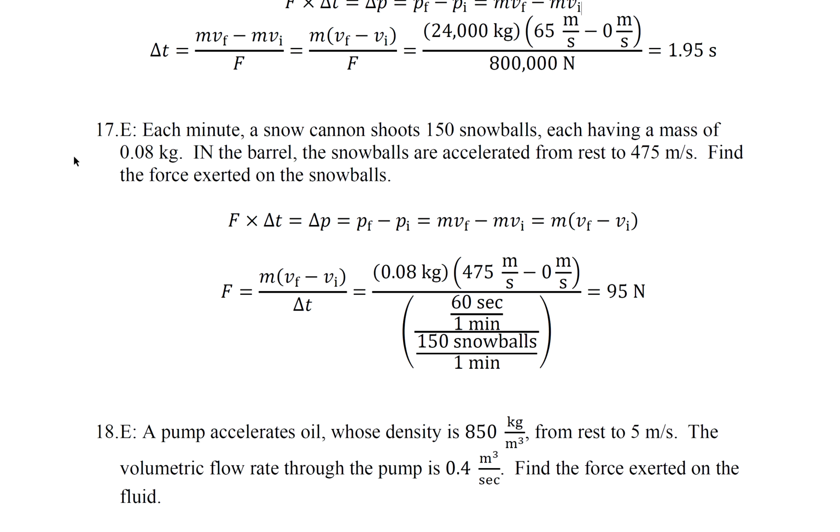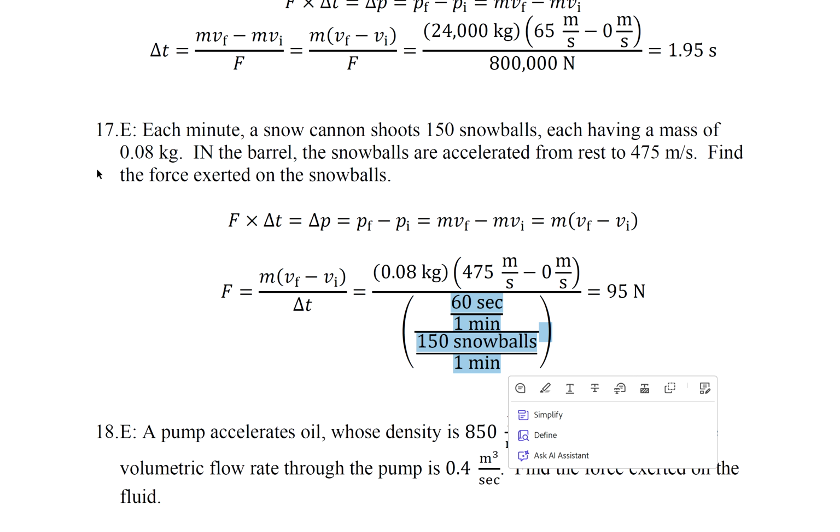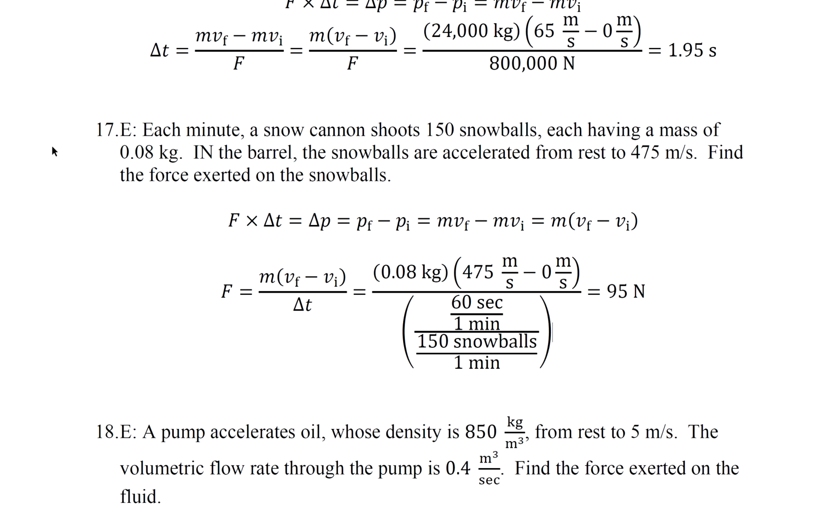Question 17. Each minute, a snow cannon shoots 150 snowballs, each having a mass of 0.08 kilograms. In the barrel, the snowballs are accelerated from rest to 475 meters per second. Find the force exerted on the snowballs. We're given all the information. The most tricky part would probably be delta t, because we need that in seconds per snowball.